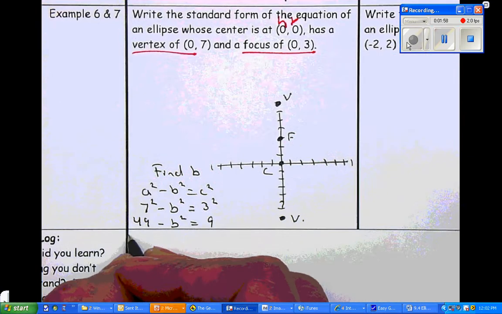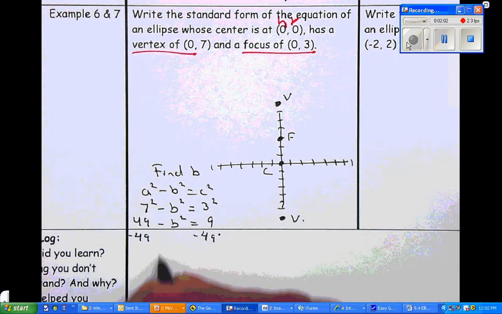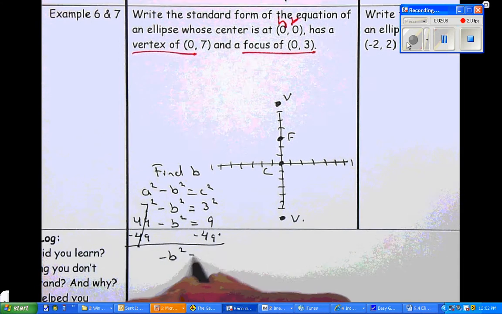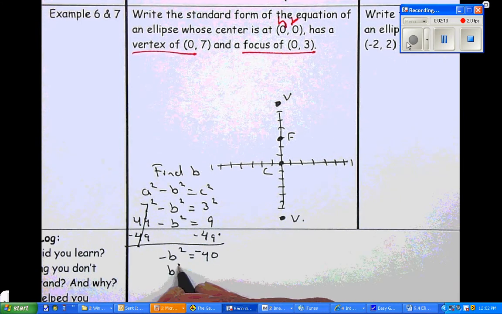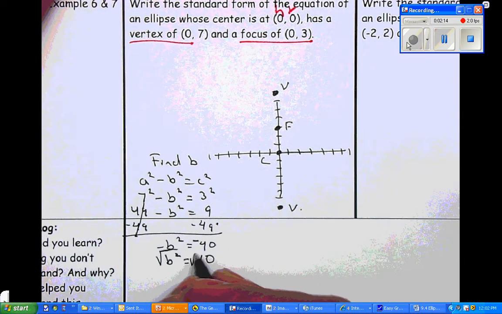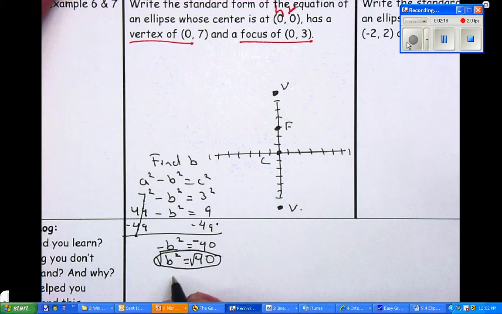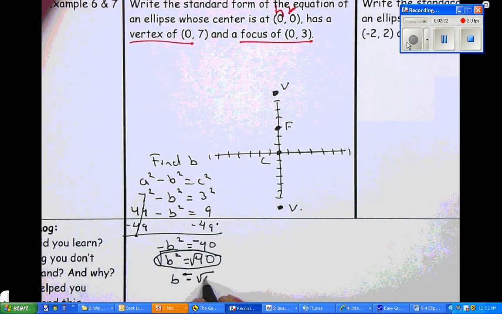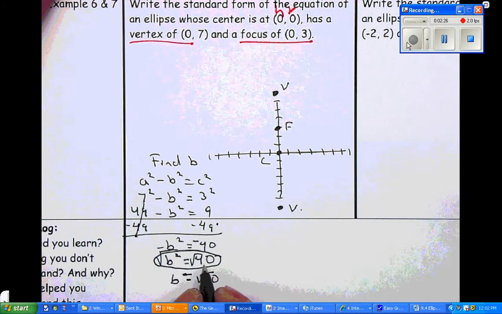I'm going to subtract 49 on both sides, because I want to solve for b. That will cancel, so negative b squared is equal to negative 40. That means that b squared is equal to 40. I'm going to take the square root on both sides, and b is equal to the square root of 40. But actually, we'll be substituting the b squared, just like we did on the circle.